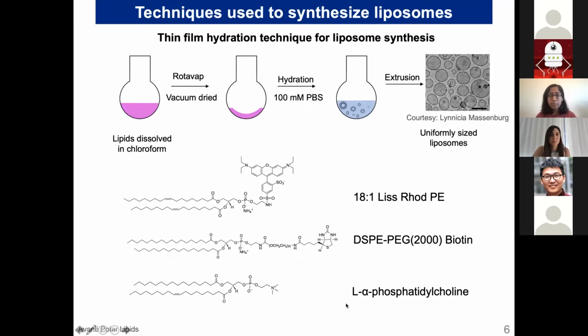These lipids that I show you here are the main lipids that we use in this study. L-alpha phosphatidylcholine represents the backbone lipid that makes up most of the liposomes. We add a biotin lipid so that we can attach enzymes onto the external surface. And rhodamine lipid gives fluorescence characteristics to the liposome so that we're able to see them under the confocal fluorescence microscope.